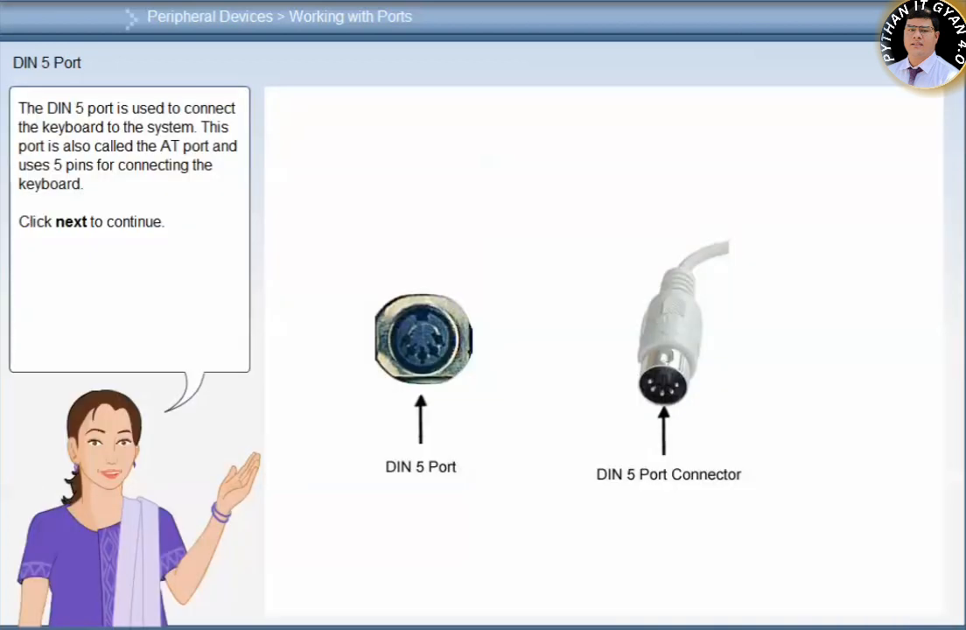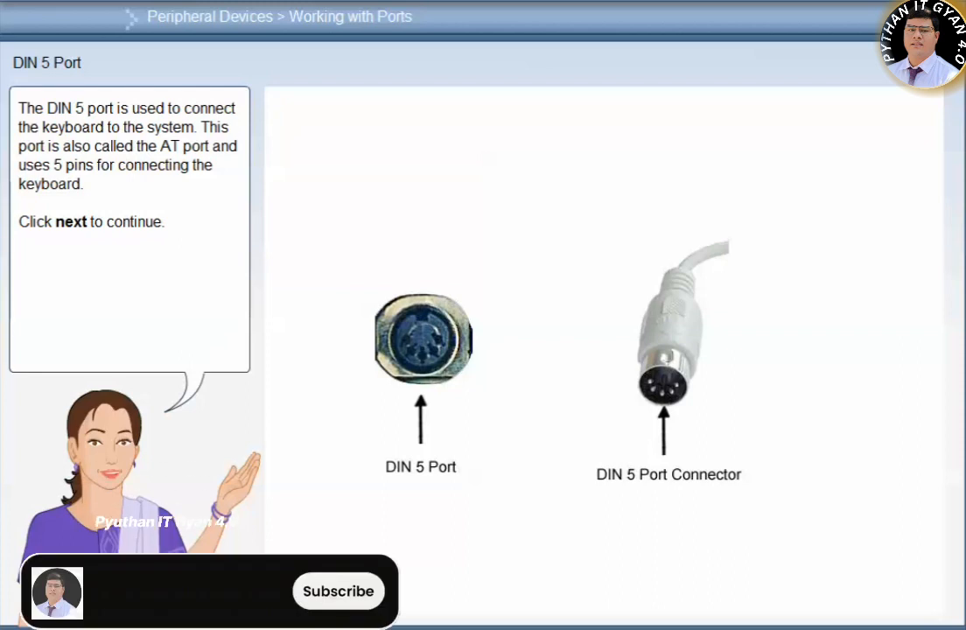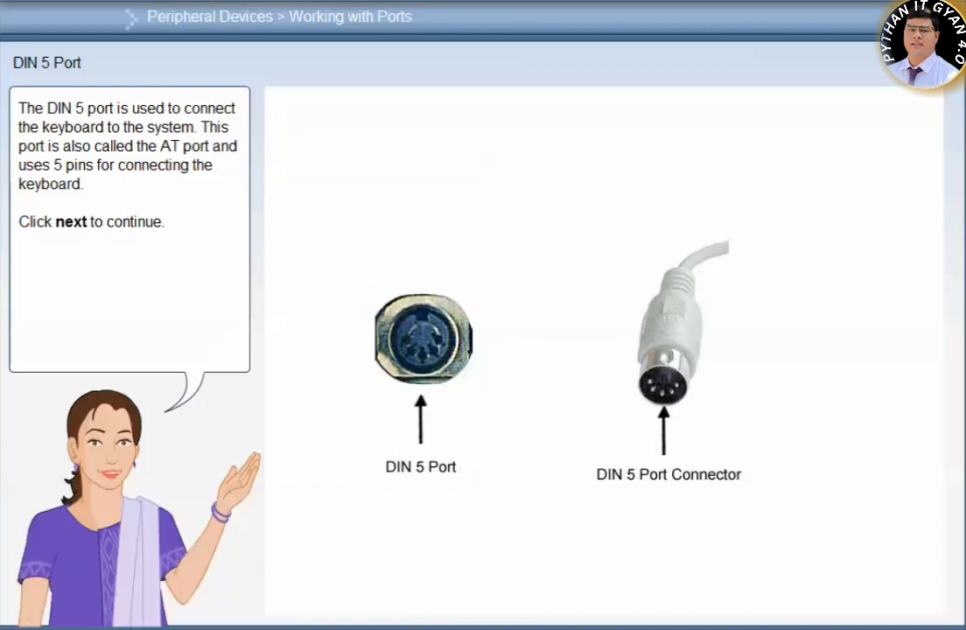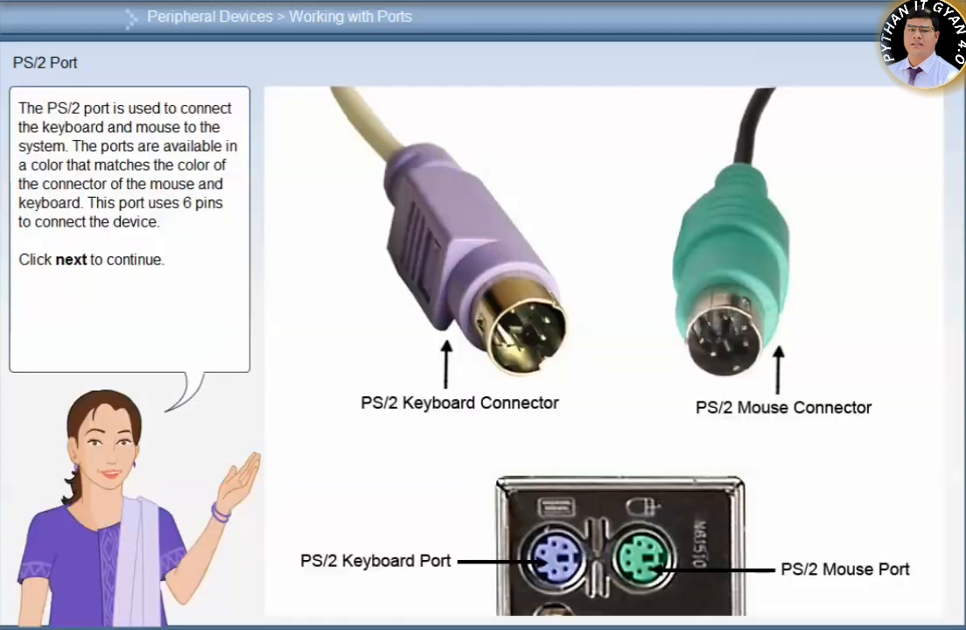The DIN5 port is used to connect the keyboard to the system. This port is also called the AT port and uses 5 pins for connecting the keyboard. The PS2 port is used to connect the keyboard and mouse to the system. The ports are available in a color that matches the color of the connector of the mouse and keyboard. This port uses 6 pins to connect the device.